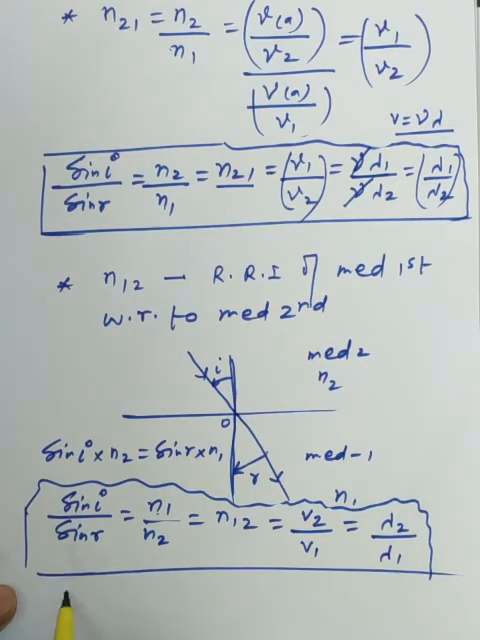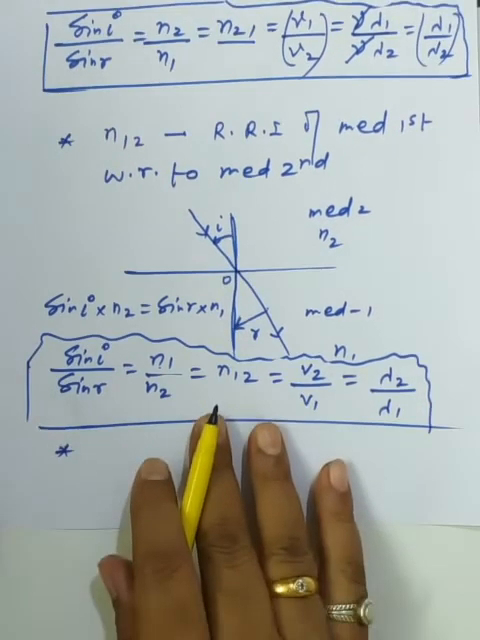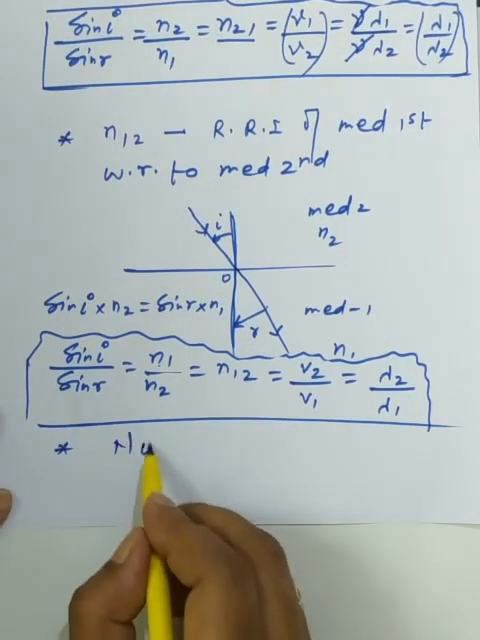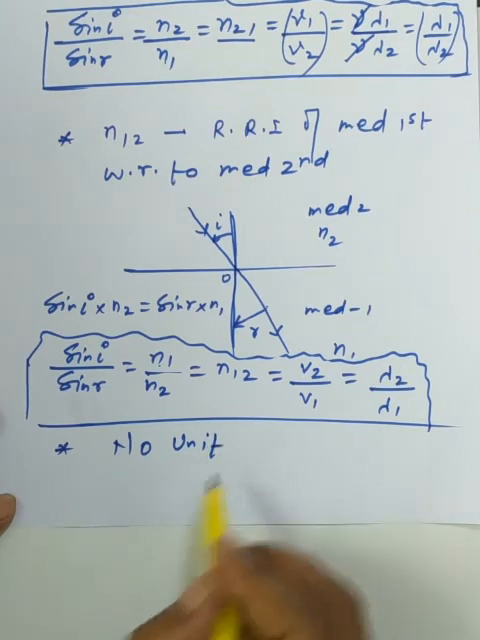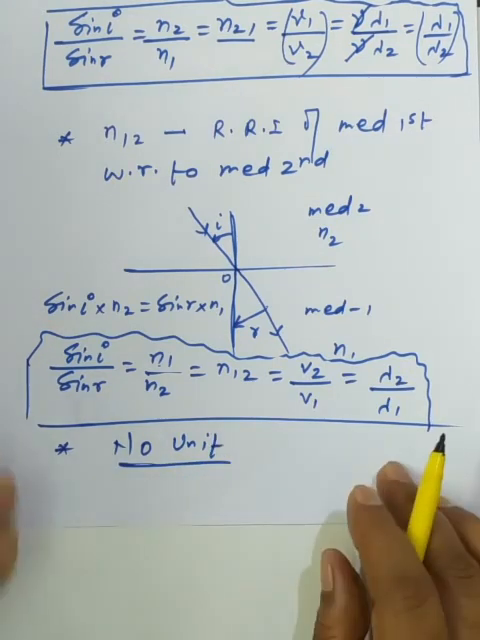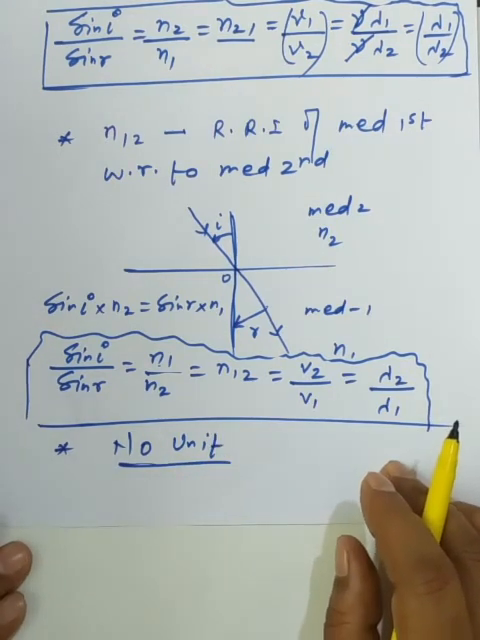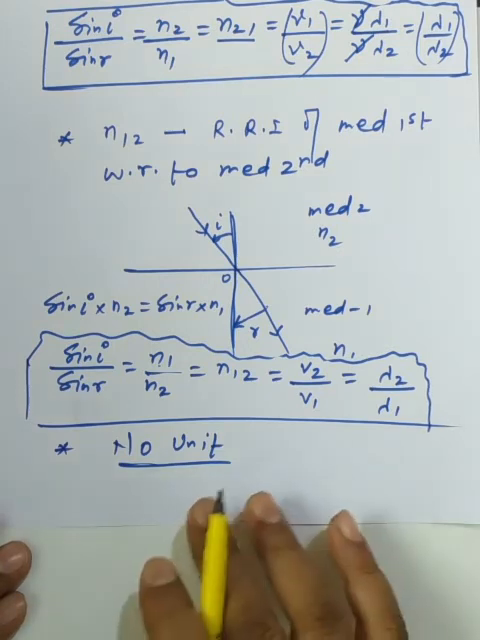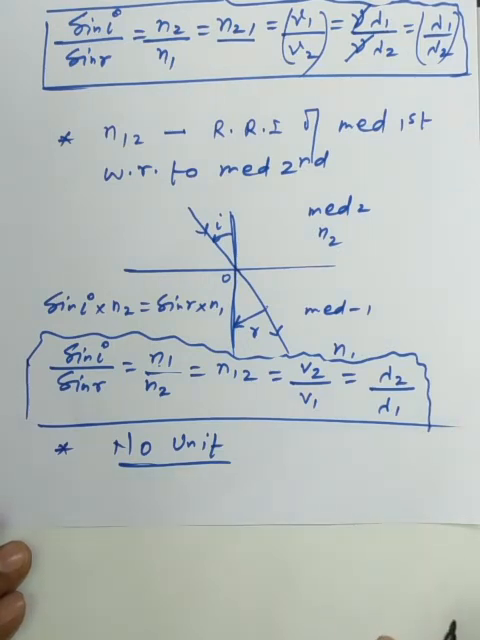Now one more interesting thing about the relative refractive index: it has no unit, no unit, okay, because it is the ratio of two refractive indexes. So this is the general representation of the relative refractive index.